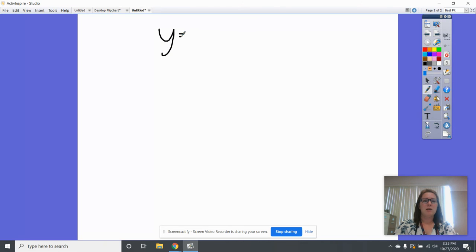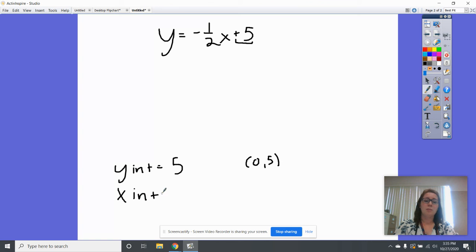So let's say we have y equals -1/2 x plus 5. Well, as usual, the y-intercept, that's really easy. It's just this number here, 5. And so we have it 0, 5. The x-intercept takes a little bit more work though. We know it's going to be some number, comma 0. So I'm going to plug in 0 right here for y. 0 equals negative 1/2 x plus 5. And now it's a two-step equation we can solve. Subtract 5 on both sides.